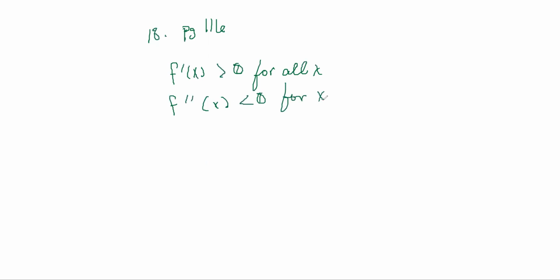This is page 116. Okay, so we're asked to sketch a graph of a continuous function with the following properties. f prime of x is greater than 0 for all x, and f double prime of x is less than 0 for x less than 2, and the second derivative of f is positive for x greater than 2. Sorry, my f's are so wonky.